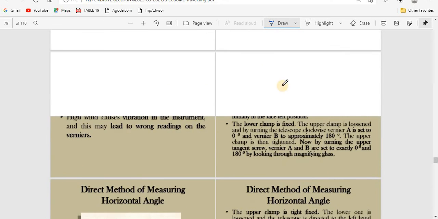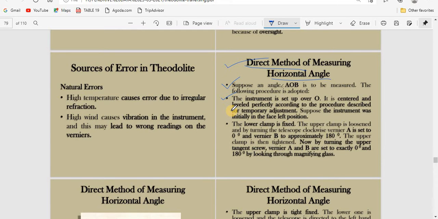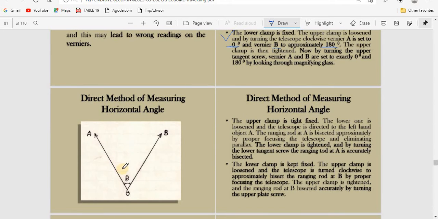After that, you have to bring the vernier to 0. In order to bring the vernier to 0, you have to fix the lower clamp and release the upper clamp. By turning the telescope clockwise, vernier A is set at 0. As I've told you many times, whenever you have to bring your vernier to 0, you fix your lower clamp and release your upper clamp. That will give you 0 at vernier A, and at vernier B it will be 180 degrees.